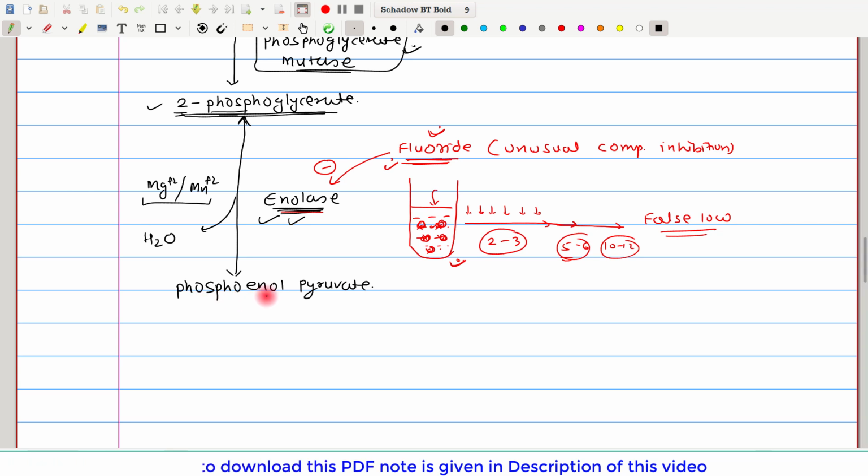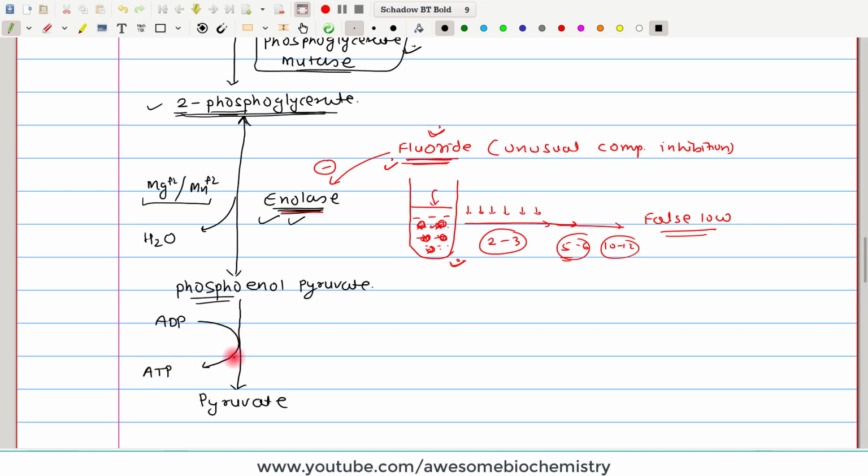Now what will happen to this phosphoenolpyruvate? This phosphoenolpyruvate loses the phosphate and is converted into pyruvate. Now, how is this phosphate removed? This phosphate is donated to ADP. So, ADP gets the phosphate and itself gets converted to ATP. Now, this is the irreversible reaction. This is the third irreversible reaction, right?